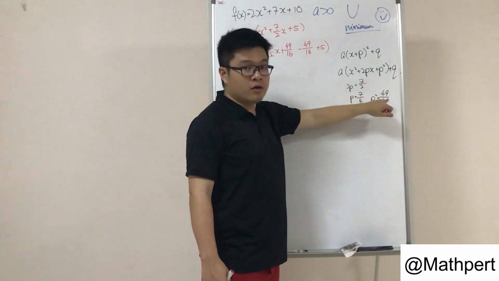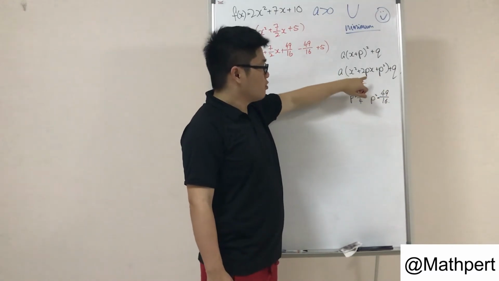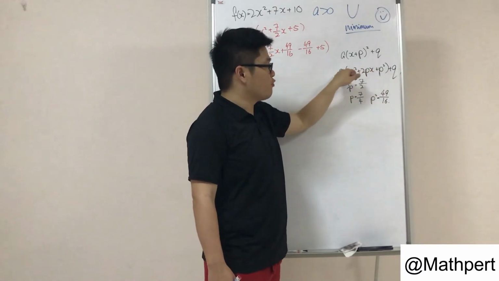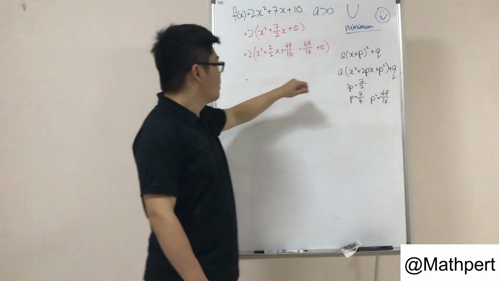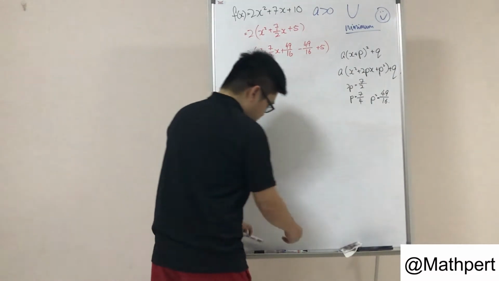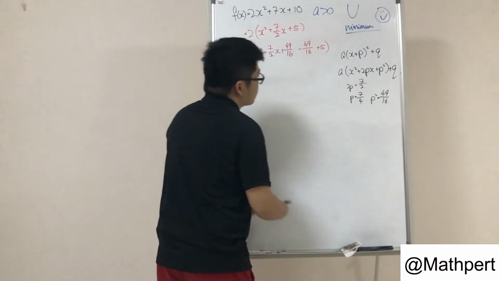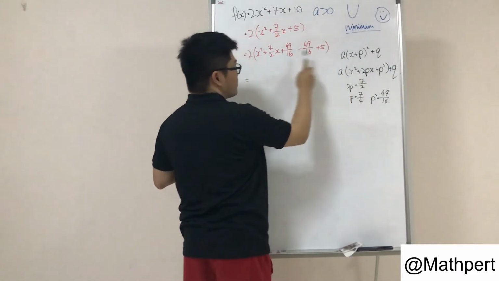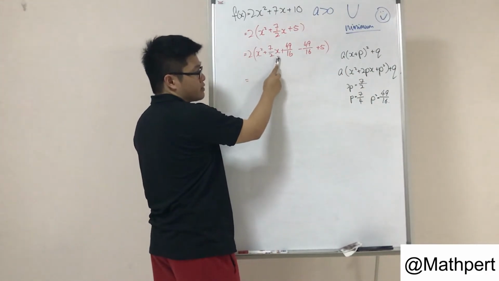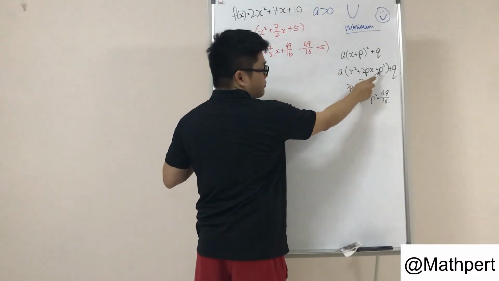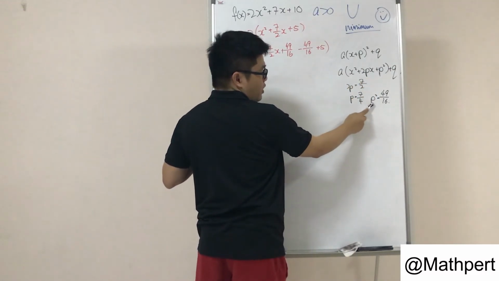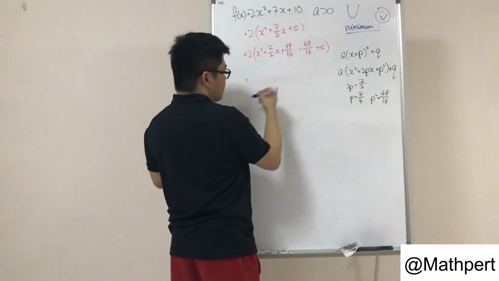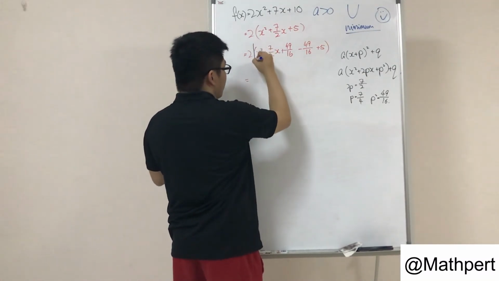p squared is 49 over 16. So here is p squared. From here to here, we have to fulfill all the criteria. You can see over here, x squared, 2px is 7 over 2x, plus p squared, and we find out p squared is 49 over 16. 49 over 16 is here, plus.